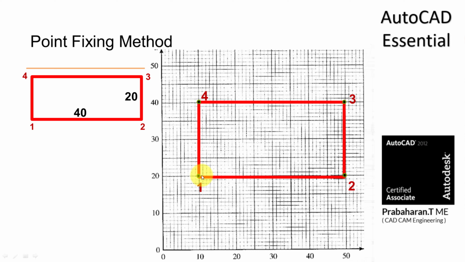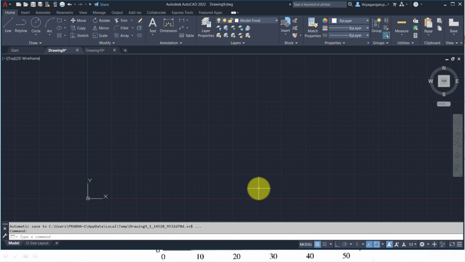Can we try now in AutoCAD? Okay. This is our AutoCAD screen. Already I set units, limits. So I'm going to draw the line. While I draw the line, I need points. So there I'm going to choose the point fixing methods.